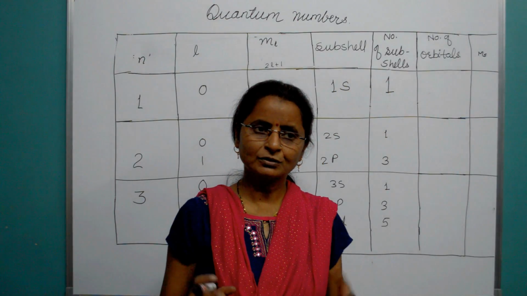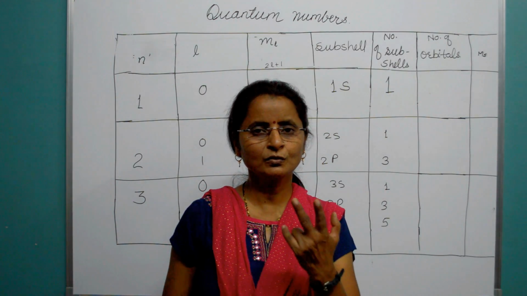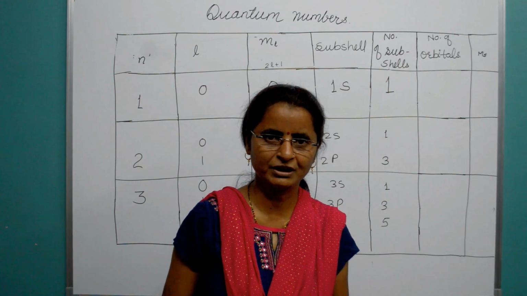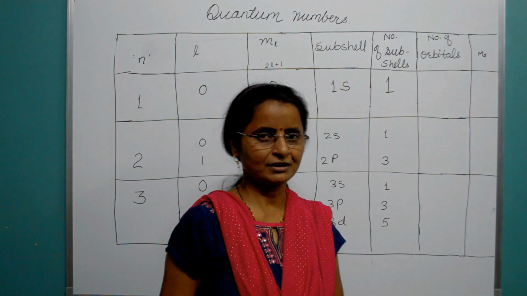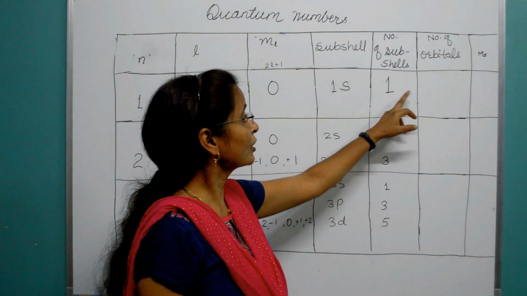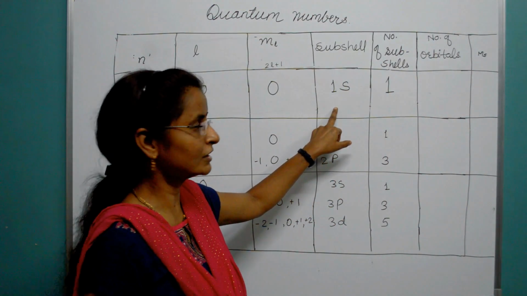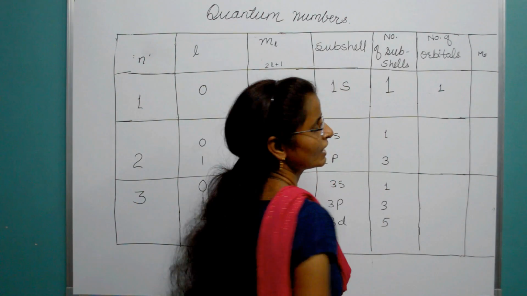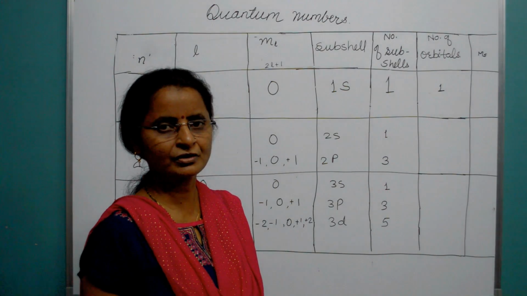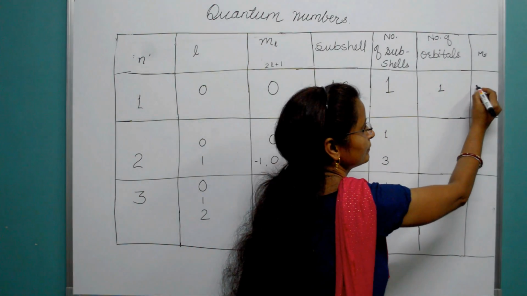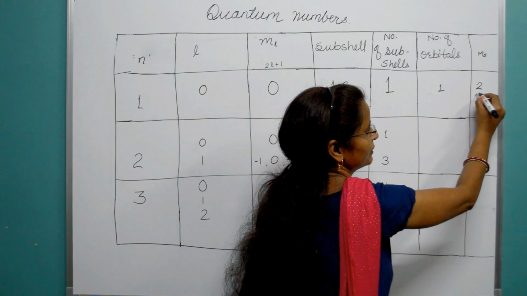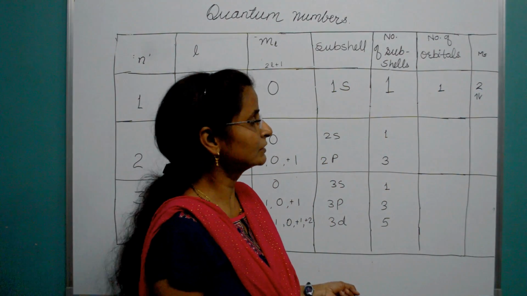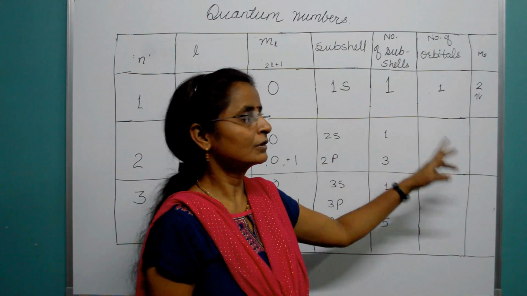So you know, in each orbital only 2 electrons can be accommodated. No third electron can be accommodated in an orbital. So here only one orbital is present in the S subshell. So here the number of orbitals is how much? Only 1. And how many total electrons get accommodated? 2. Okay, so we can represent it this way: the number of electrons accommodated in the S subshell is 2.